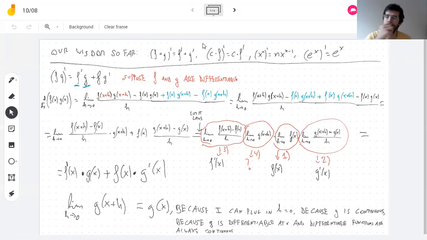Does it matter if you use f of x or g of x when you're doing the subtraction thing at the beginning? No. If instead of subtracting and adding f of x times g of x plus h, I had gone with adding f of x plus h times g of x, that would have worked as well. That would have been very, very similar. It's a good question.